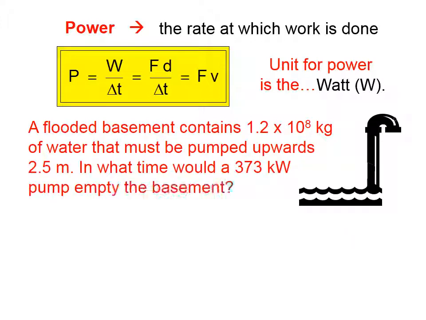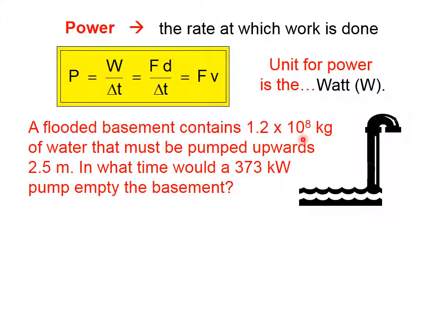So let's do a problem. We have a flooded basement that contains 1.2 times 10 to the 8th kilograms of water that must be pumped upwards 2.5 meters. Presumably we have to pump it upwards and expel it out into the backyard. In what time would a 373 kilowatt pump empty the basement?